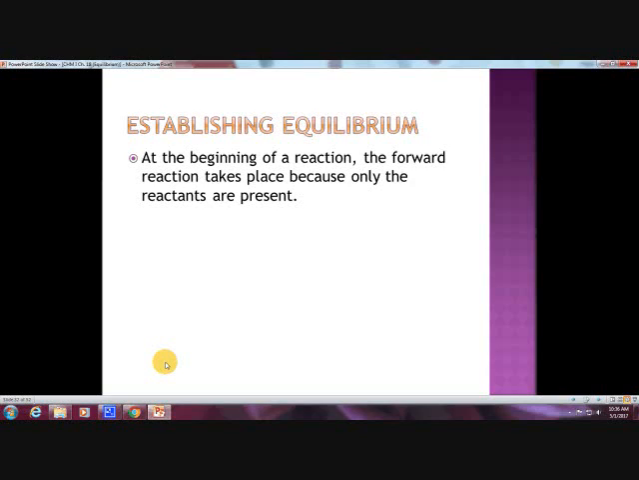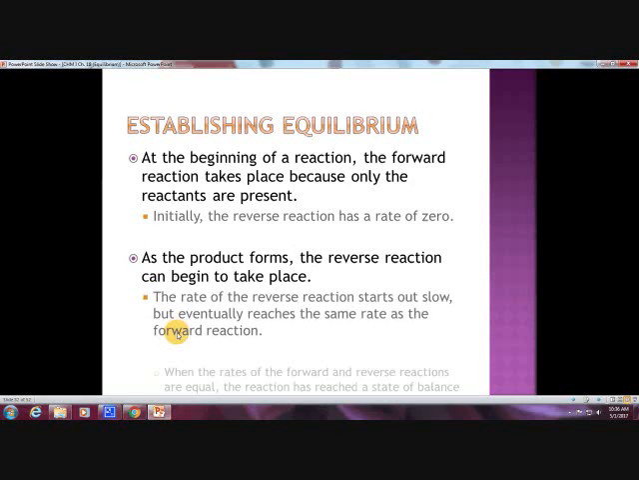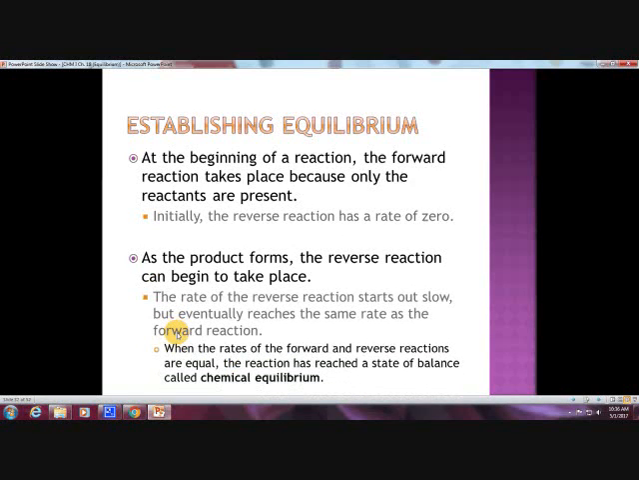At the beginning of the reaction, the forward reaction takes place because only the reactants are present. It's the only thing that can happen. So the reverse reaction has a rate of 0 at the beginning. As the products begin to form, the reverse reaction can then take place. So the rate of the reverse reaction starts out slow, but eventually it reaches the same rate as the forward reaction. So when the rates are equal to each other, we say that this has come to a state of balance that we call chemical equilibrium.